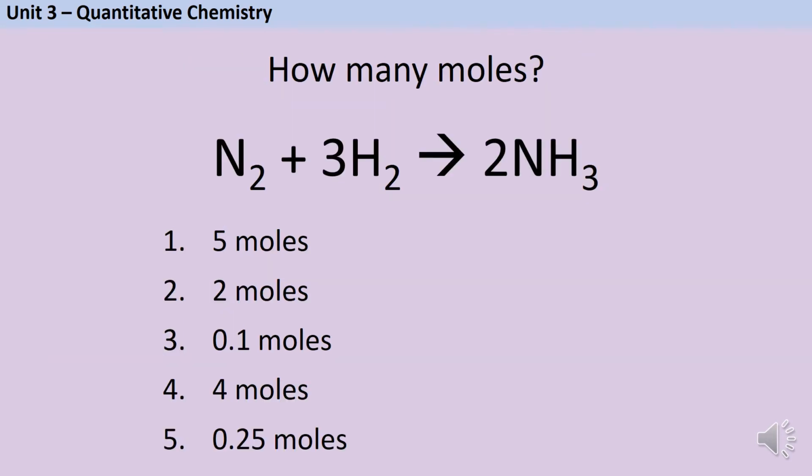Before we start using mass is Mr times moles, or concentration is moles divided by volume, to work out the number of moles of different reactants, we need to appreciate what the symbol equation is actually telling us. A symbol equation is a bit like a recipe.